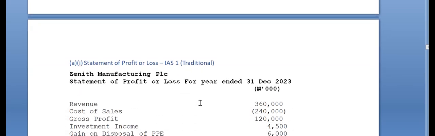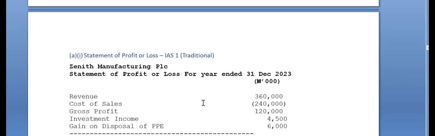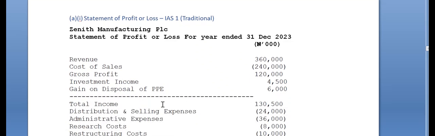Then you now have your cost, gross profit, then investment income. That is the dividend that we receive, 45,000. Gain on disposal is part of other income. When we get to IFRS 18, you will see how we do it. We just do an adjustment and bring it in. So other income 6,000, and then total income will now be 130,500.